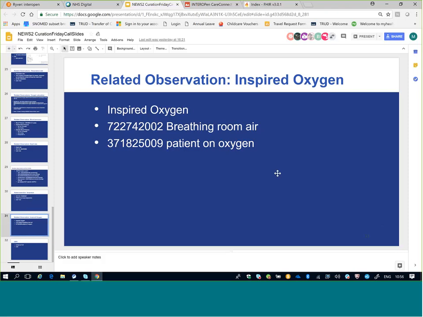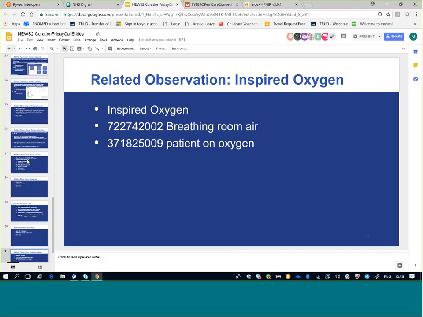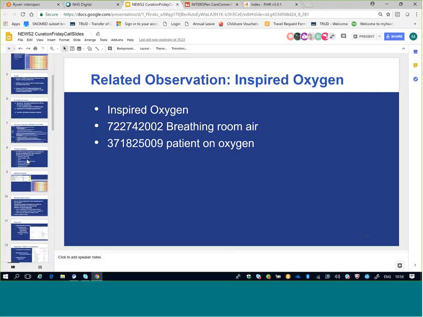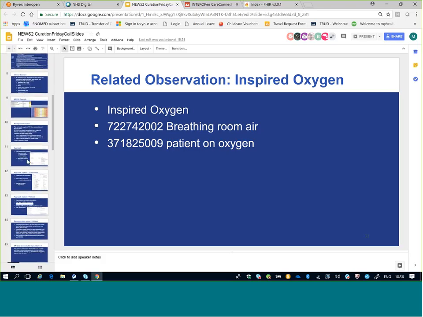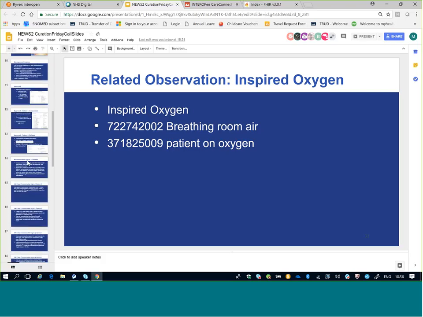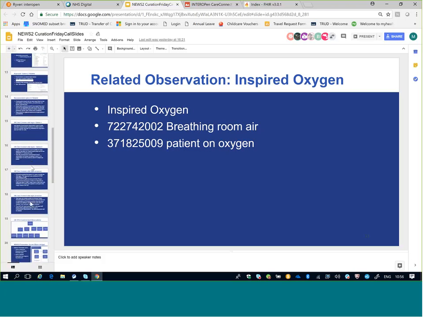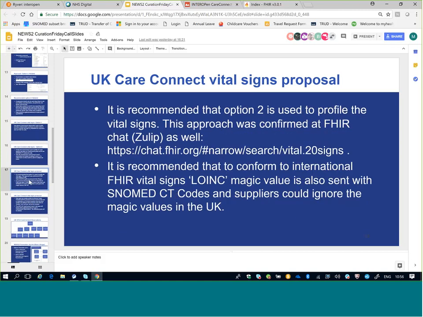I just wanted to come back to something you said right at the start around LOINC and that being the international preferred coding system versus SNOMED, which is what you've shown us here. Is the intention that you will specify the LOINC codes? Well, the LOINC codes are already specified by HL7 International, so we don't have to specify them. We'll just pick what they've got on the international LOINC and just put SNOMED codes next to it.